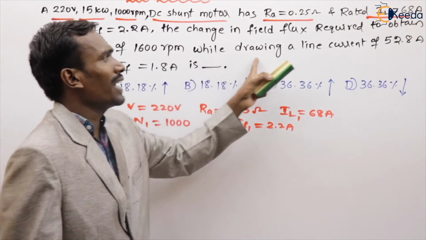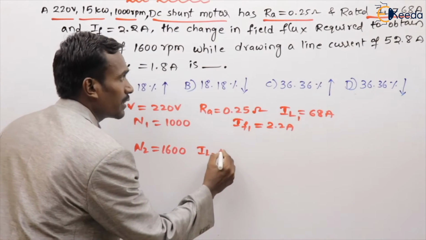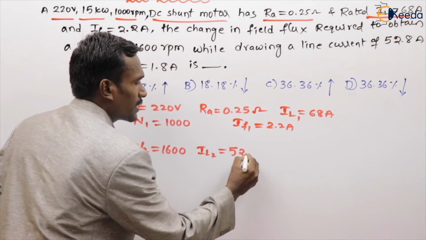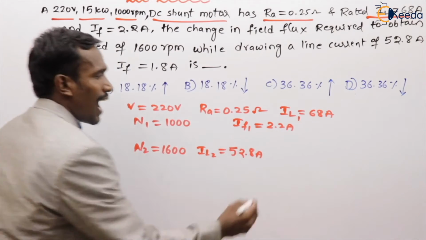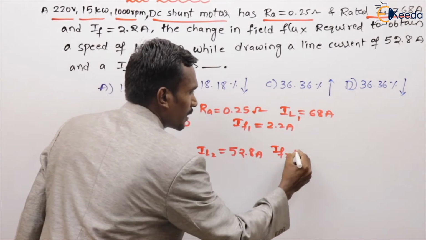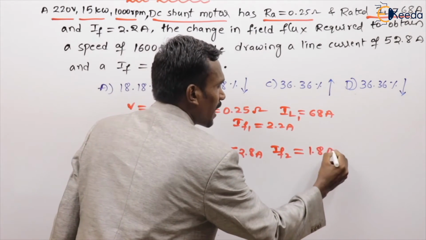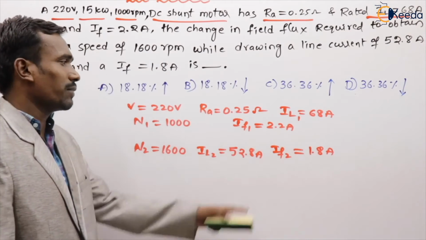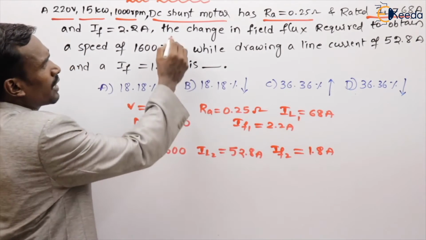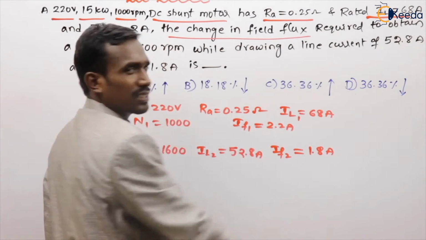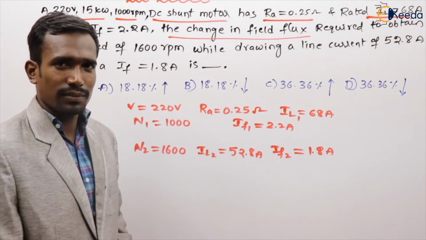1600 RPM. While drawing the line current, they also gave 52.8 amperes. And the field current they also gave 1.8 amperes. Now, what is the question? The change in field flux we are required to find.